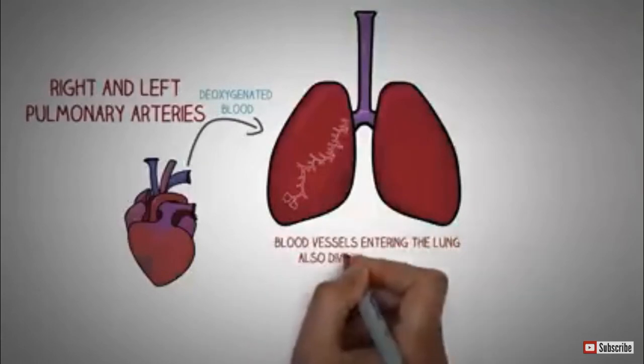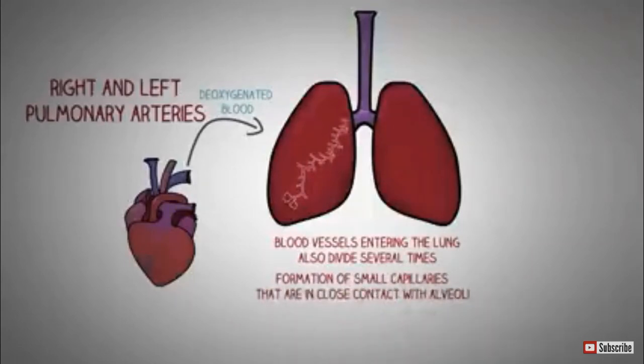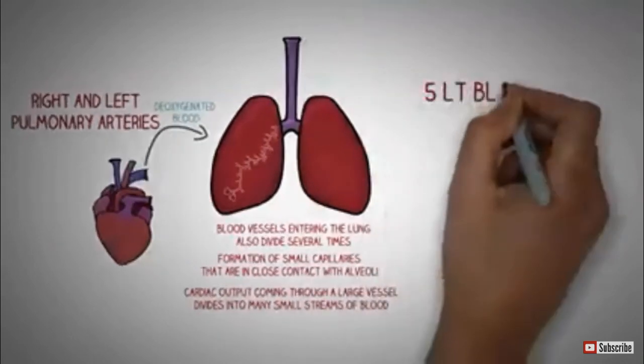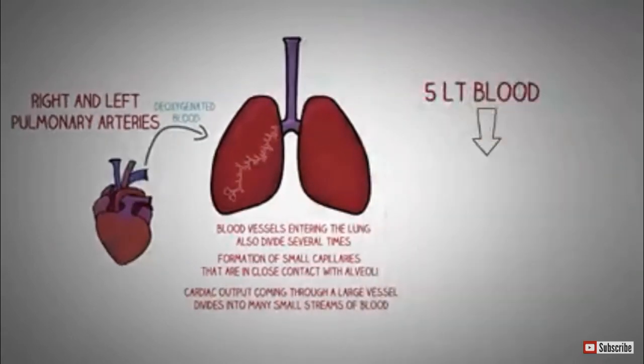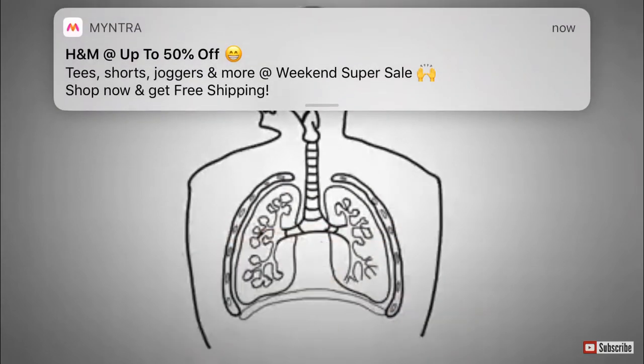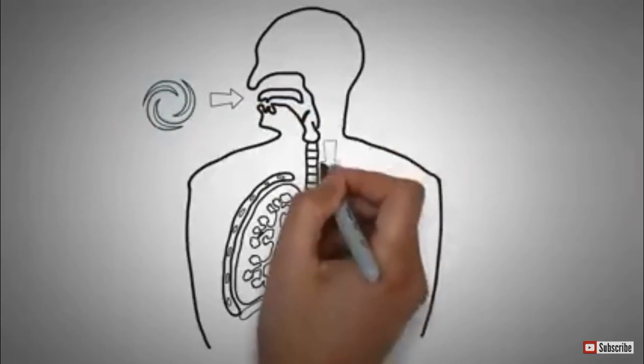a similar phenomenon happens with the large blood vessels that enter the lungs. These blood vessels also divide several times, which leads to the formation of small capillaries that are in extremely close contact with the alveoli. Due to this, the cardiac output that comes in the large vessels divides into many small streams of blood. This leads to exposure of the 5 liters of blood coming through the heart to almost 250 to 300 million alveoli per minute. Due to this, a rapid gaseous exchange happens between the alveolar air and the blood that is exposed to the alveoli.